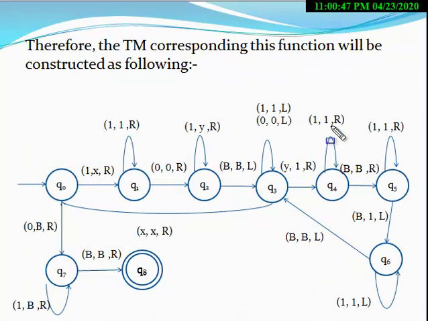So this is a Turing machine corresponding to the previous function, right? Clearly, this is a very complex figure, but you have to understand it according to a logic. If you try to understand this Turing machine according to logic, then it becomes easy. So now we start from Q0.